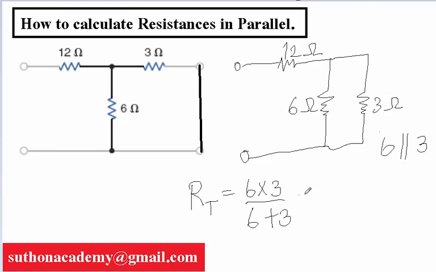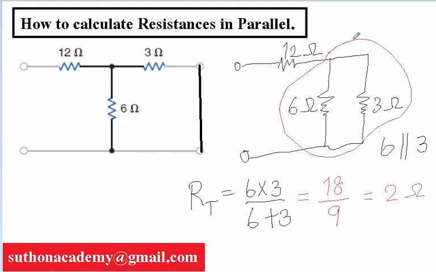Okay, we can calculate from this equation. 3 and 6 become 18, and this is 9, so it means 2 ohm. That means this resistance gonna be 2 ohm. So I will rewrite this circuit to be like this.